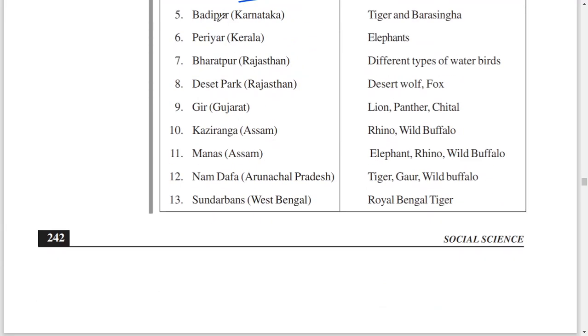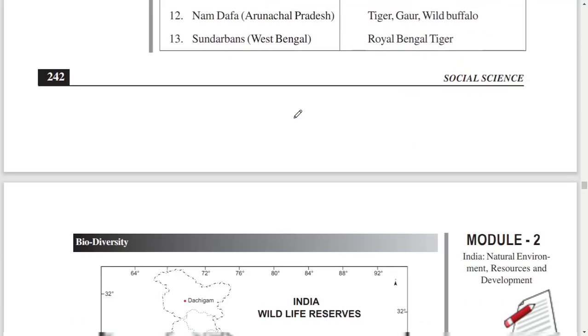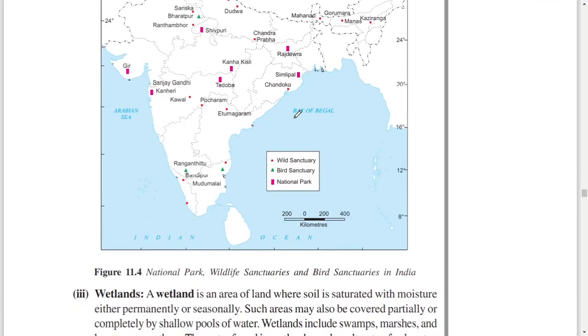Actually, Bandipur is written here, but this Bandipur is located in Karnataka. Periyar, Kerala. Bharatpur, Rajasthan, where different types of water birds are found. Desert National Park, Rajasthan. Gir National Park, Gujarat. Sundarbans, West Bengal.